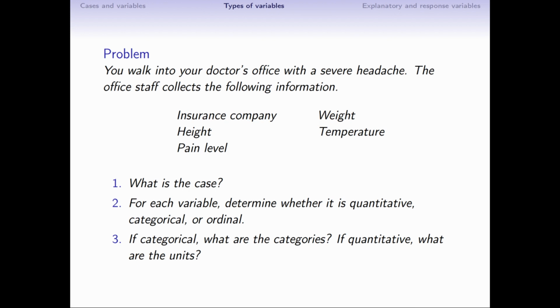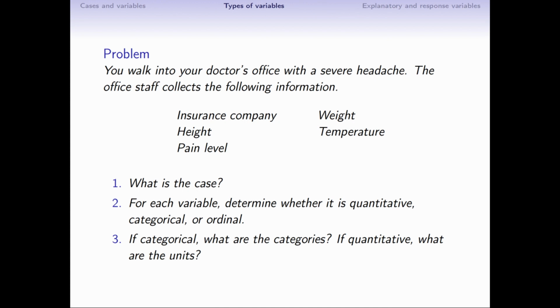You walk into a doctor's office, you have a severe headache, and the office staff is going to collect some information before you go in to see the doctor, right? Typically, they'll want to know things like, what is your insurance company? What is your weight? What is your height? What is your current temperature? And maybe since you're coming in with a headache, they want to know, what kind of pain level are you experiencing at this point?